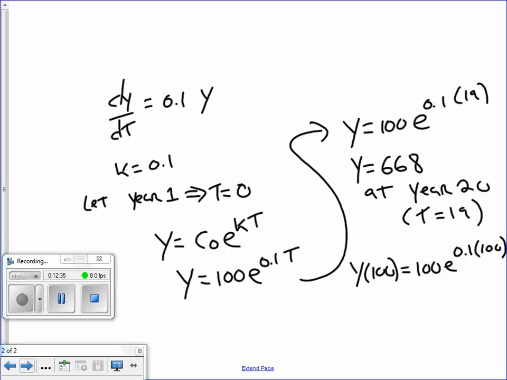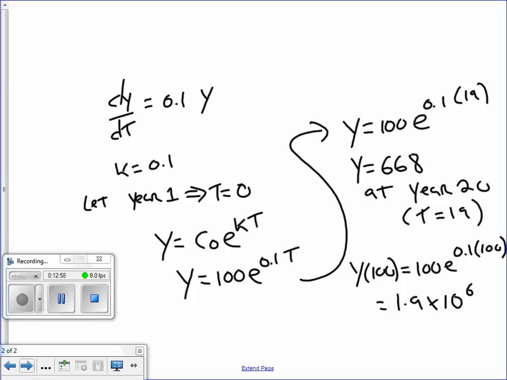Did anybody type it in? Yeah, 1.9 times 10 to the 6. That's a big number, isn't it? Yeah, you'll most likely have limits on the population growth. So this model is great as long as you don't run into limits on population growth.